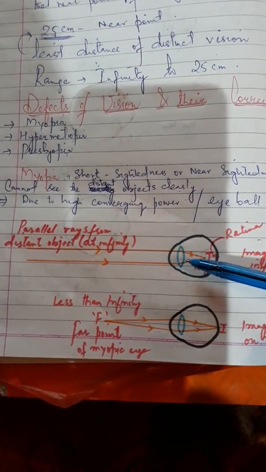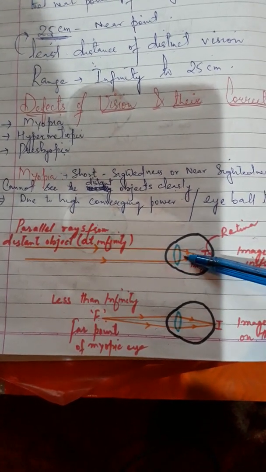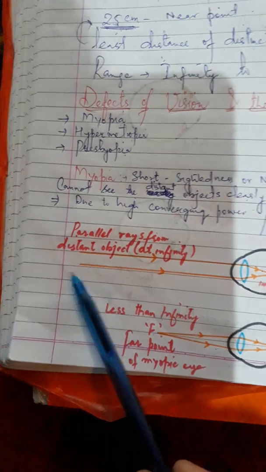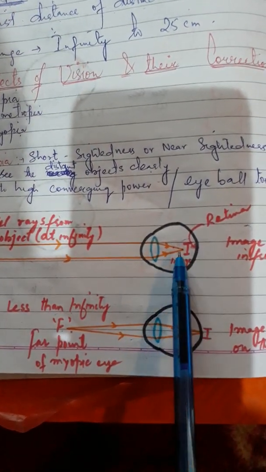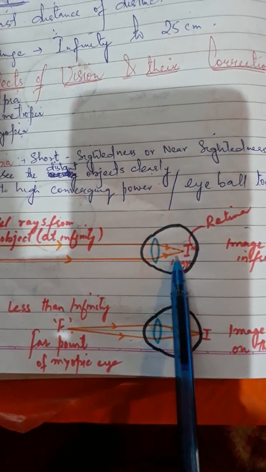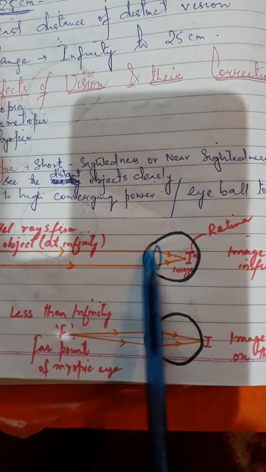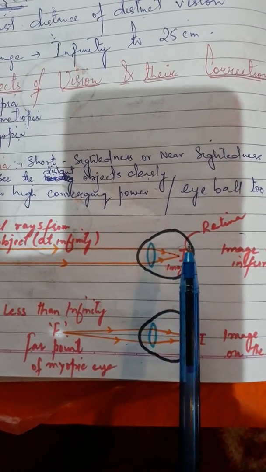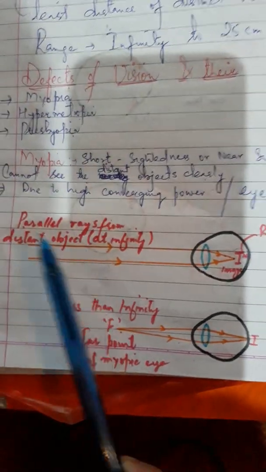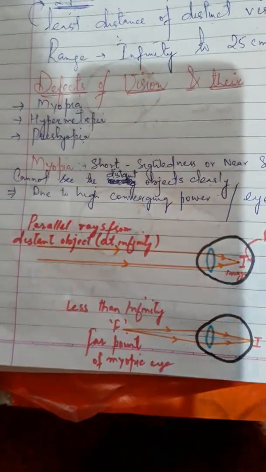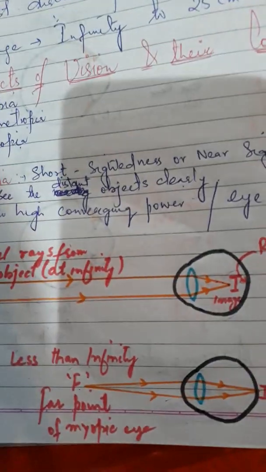In this figure, you can see an eye suffering from the defect of myopia. In this case, parallel rays coming from a distant object are converged to form an image, but they will form an image in front of the retina because of the high converging power or the eyeball being too long. Now the object here is at a larger distance called infinity, so it has not been shown here. The image is formed in front of the retina.